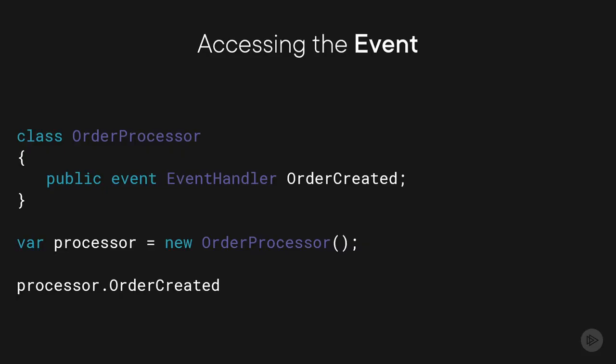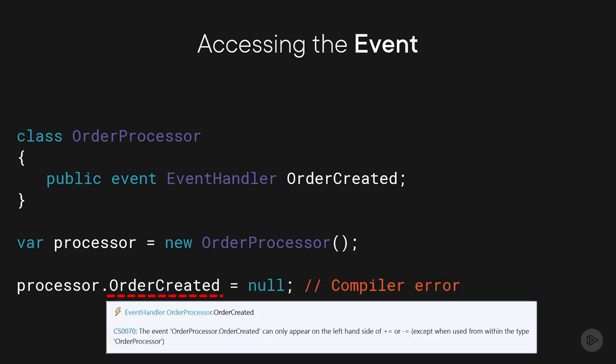The event keyword also generates code to expose something called add and remove, as opposed to the getters and setters you have on publicly exposed properties.